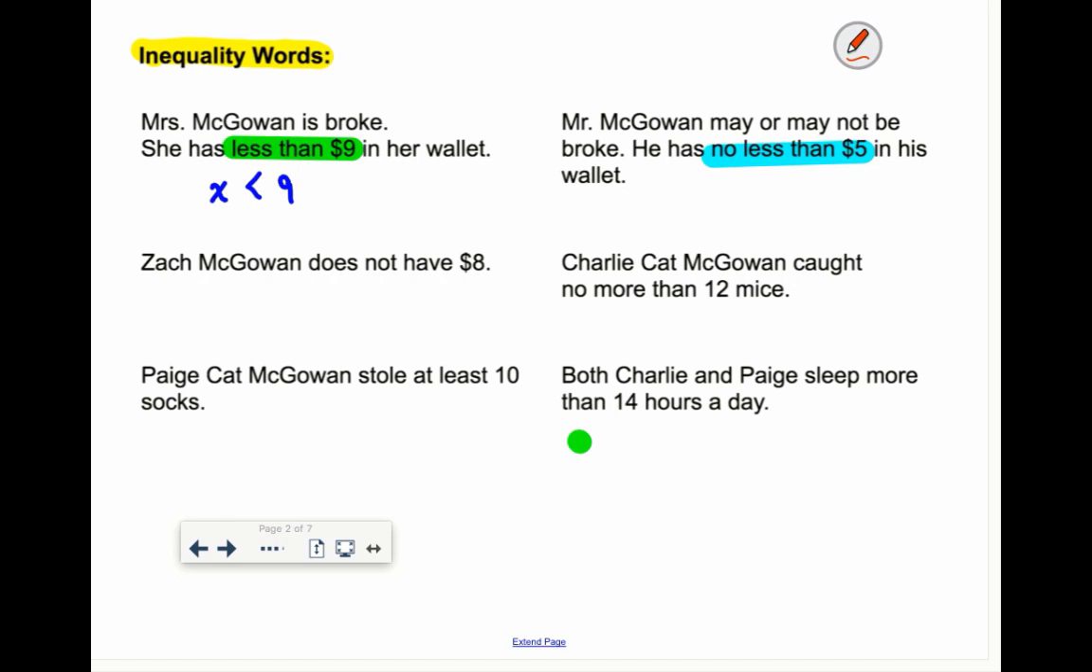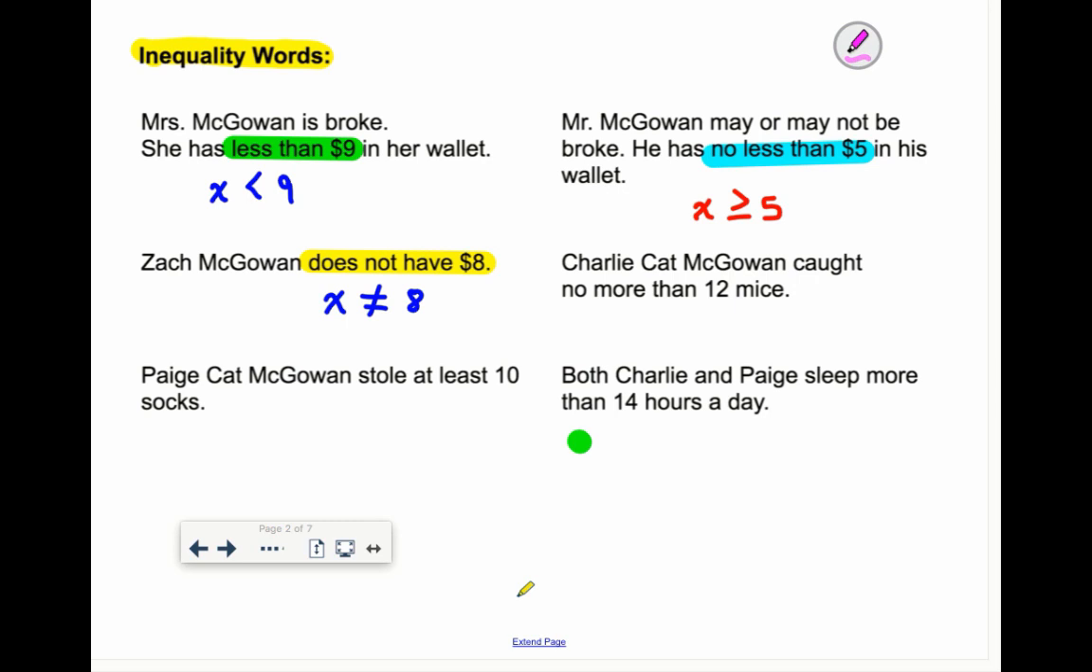So how are we going to write that into an inequality? Well, no less than would be a greater than or equal to. So we would say X is greater than or equal to 5. The money in his wallet is greater than or equal to 5. The next one says Zach McGowan does not have $8. So he could have 9, he could have $7.99, but he does not have $8. So how are we going to write that one? Well, does not is a not equal sign. So we would say Zach's money is not equal to 8.